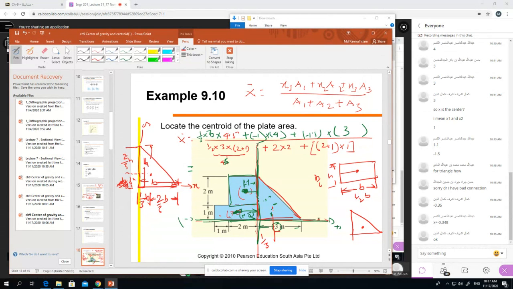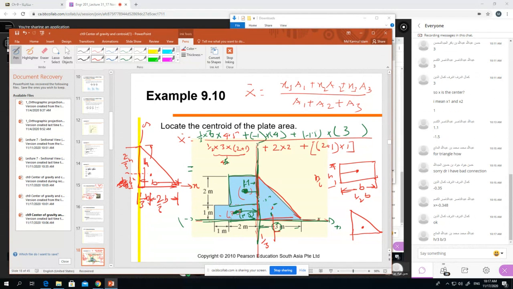Now here we are calculating x bar. From here to here is from the base, right? So 1/3 of B, with B equal to 3. So 1/3 of 3, right?